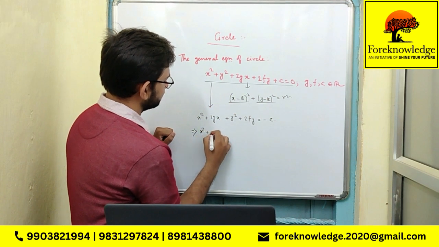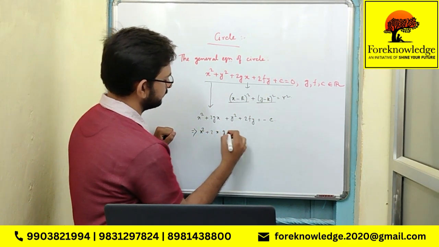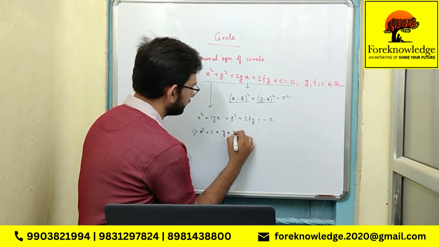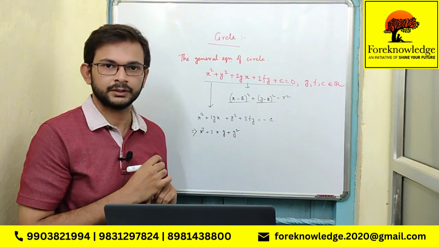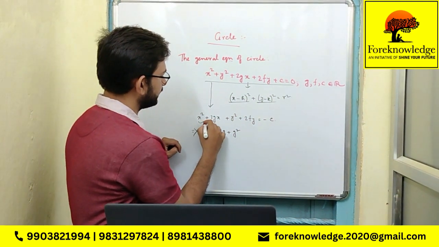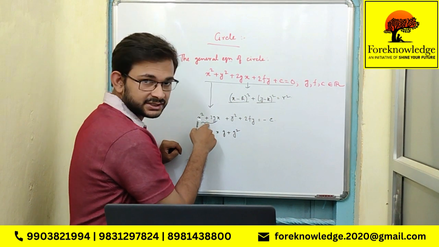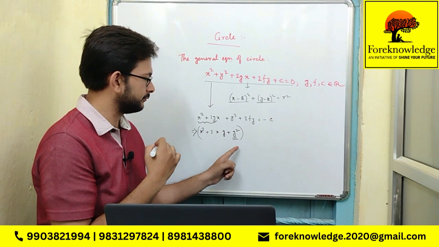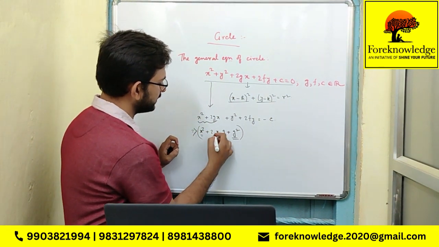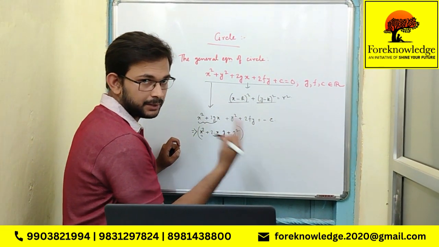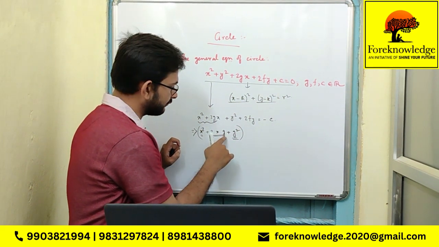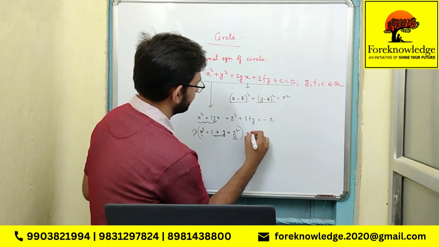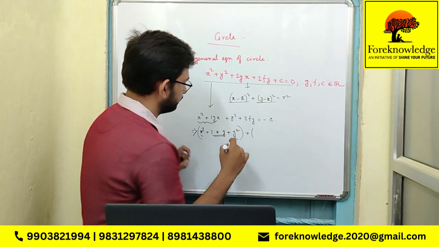Now, x square plus 2 times x times g. In order to complete the perfect square for this x square plus 2gx, we have to incorporate a g square here, because it is x square plus 2x into g. We already have x square, so we incorporate the square of this quantity, plus g square. We will subtract it also eventually.